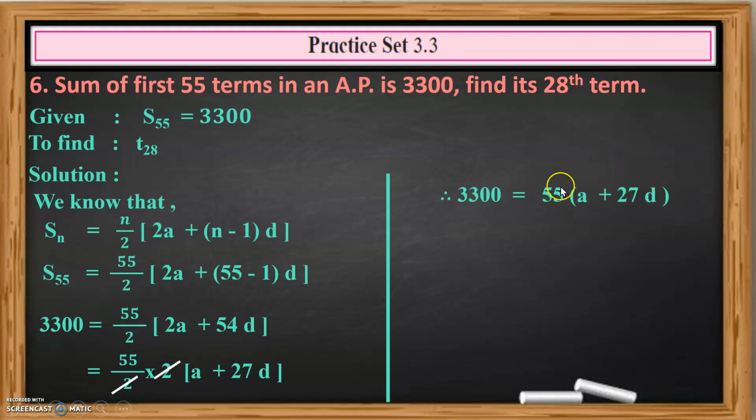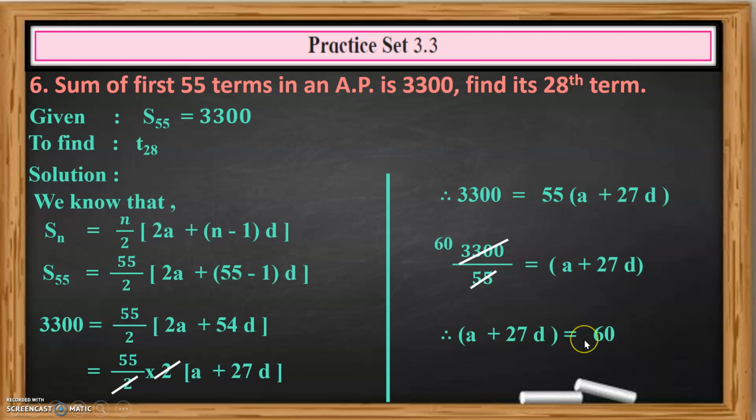Now we have to find this part, so this 55 has to come down. So you will get in the next step 3300 upon 55 is equal to a plus 27d. Now when you cancel this, you will get the answer as 60. That means a plus 27d is equal to 60. This is your equation 1.